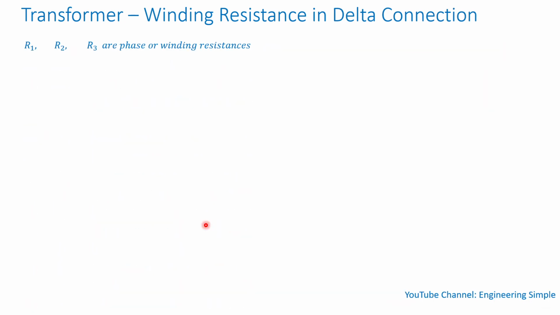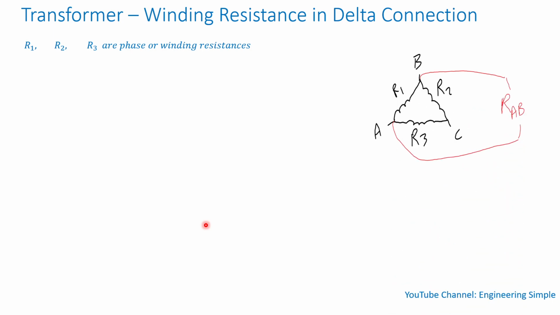So now let's talk about winding resistance and delta connection. So again, let's look at the sketch to the right. So it's a delta. So you can see it's closed. So now R1, R2, R3 are phase or winding resistances. So you have R1, R2, and R3 are just winding resistances.